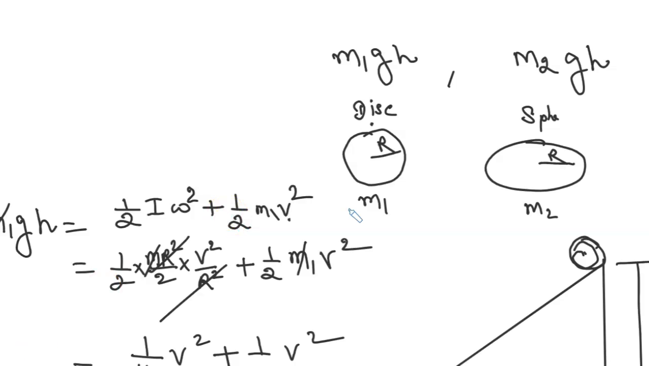So MGH is going to be 1.5 I omega square plus 1.5 M V square. For the sphere, I is going to be 2 divided by 5, yes, you are right, your memory is very good. 2 by 5 M R square, then V on R square, plus 1.5 M V square.